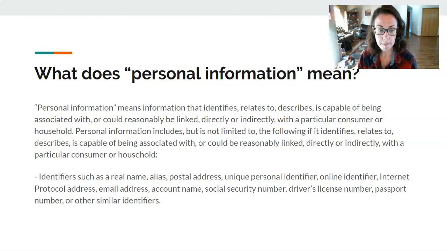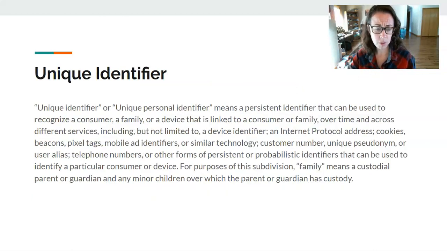So things like names, aliases, postal address, unique personal identifiers, online identifiers, like login information, IP addresses, email addresses, account names, some of them that are really obvious, like your social security number, but things like cookies, beacons, pixel tags, mobile ad identifiers, or other technology, a unique pseudonym, persistent or probabilistic identifiers to identify a particular consumer or service.